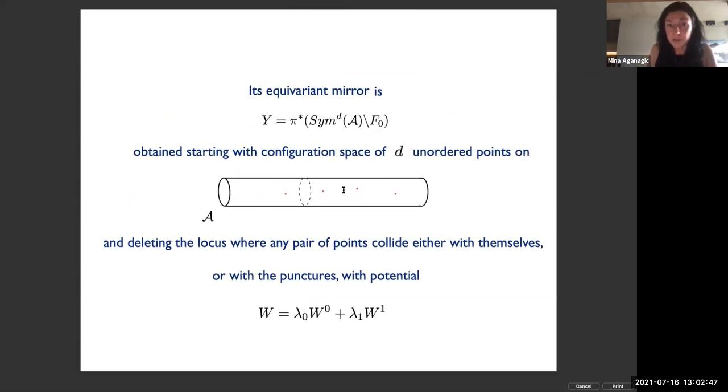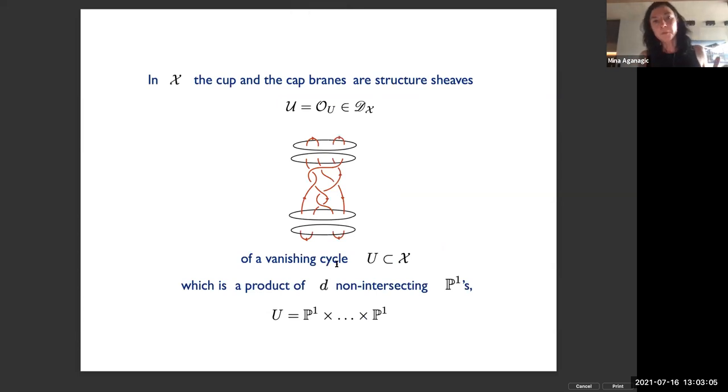So its equivariant mirror is obtained by starting with a configuration space of D unordered points on the Riemann surface and deleting the locus where any pair of points collide either with each other or with one of the punctures, with the potential that one can deduce from what I wrote down before. So in the big X, the cap and the cup branes are all structure sheaves of a vanishing cycle, which is simply a product of D non-intersecting P1s.